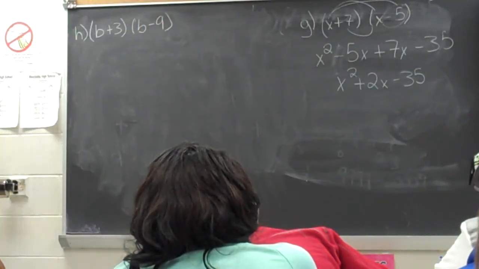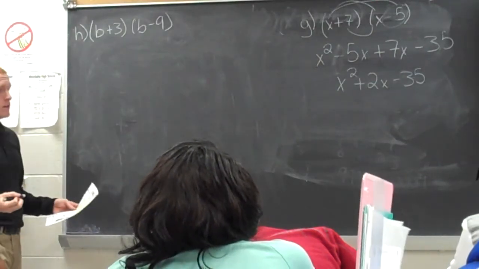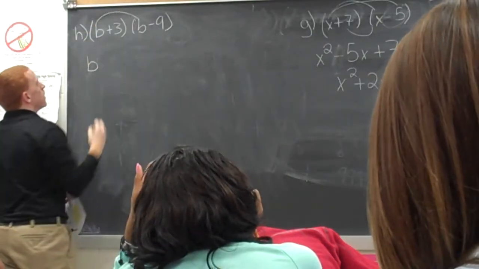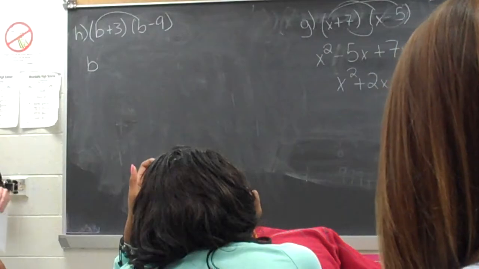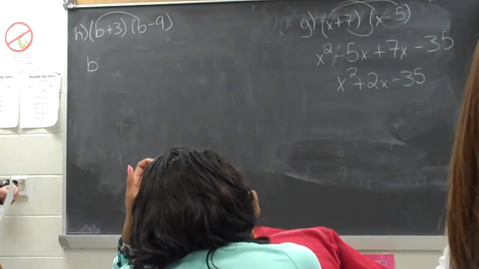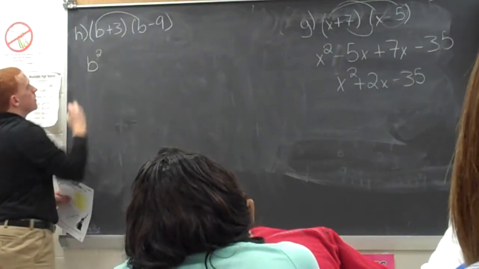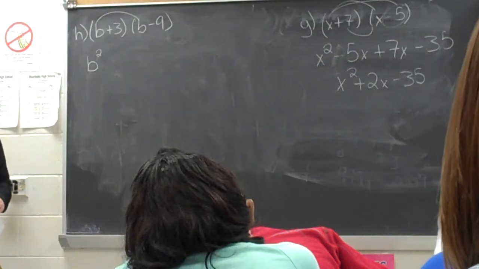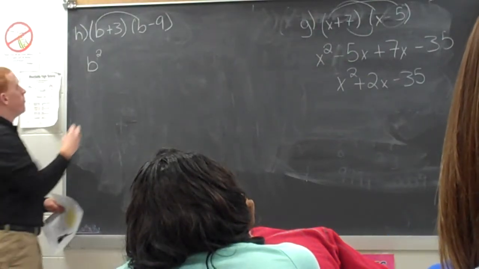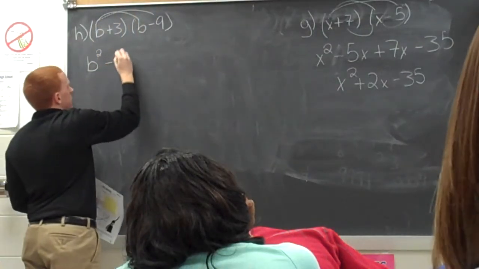Okay, the FOIL method again. We have two binomials multiplied together. So, first, b squared, b times b. Next, what's my next step in the FOIL? It's what? The outer, which is b times negative 9. And what's that? Negative 9b.